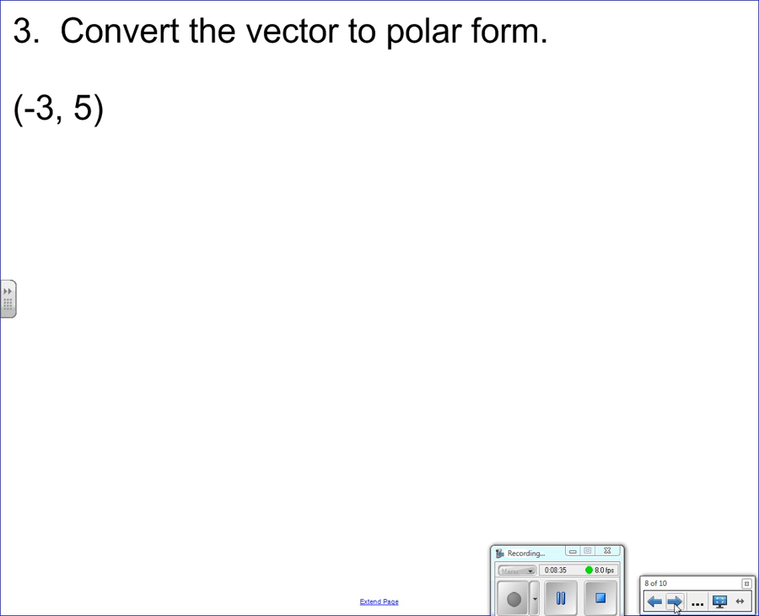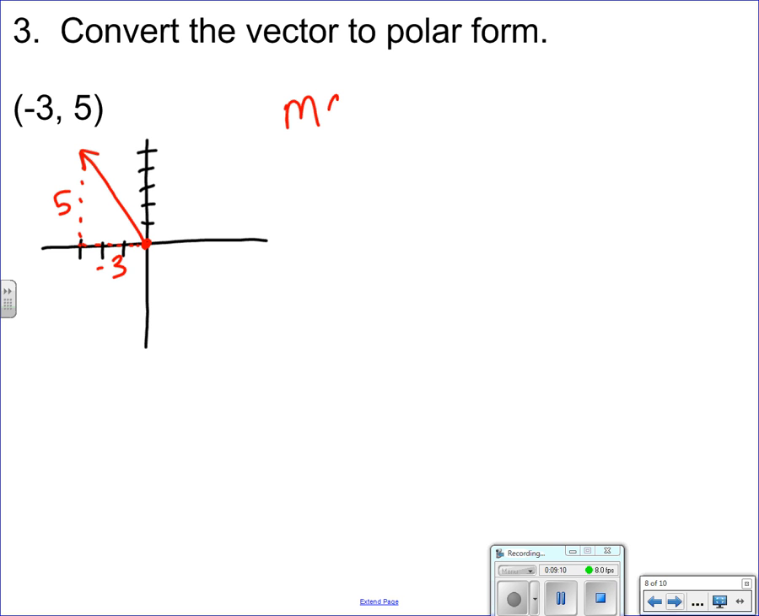Here we have converting this vector to polar form. I'm going to draw out a little picture of this so that we know what it looks like. From 0, 0, our vector goes 3 to the left and up 5. That is our vector, where this is -3, this is 5. So again, to find the magnitude, that's the hypotenuse of that right triangle. That's the square root of 5 squared plus 3 squared. You could use -3, but when you square -3, you get the same thing. That's going to be the square root of 34.